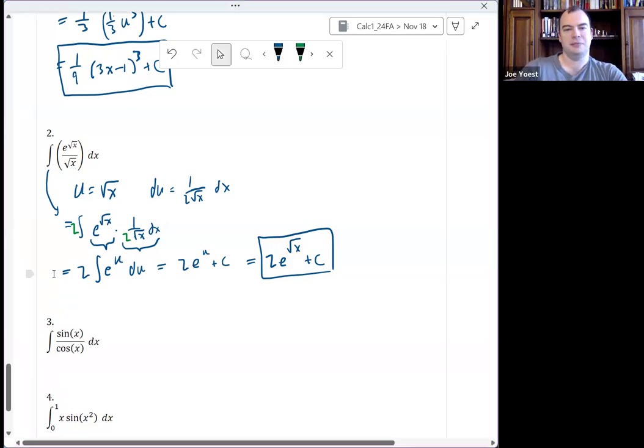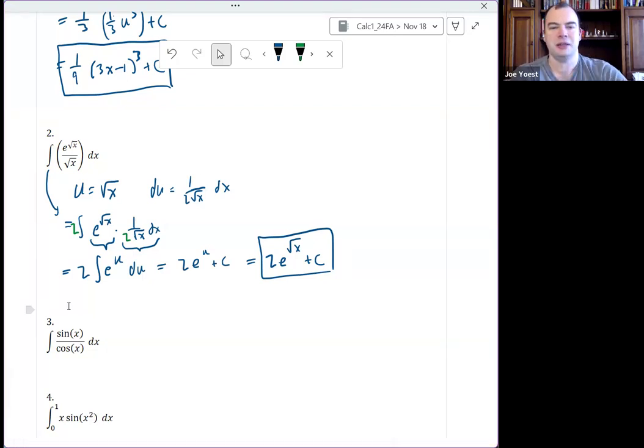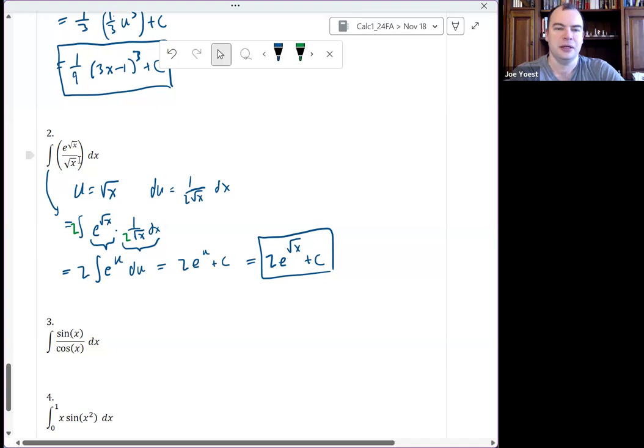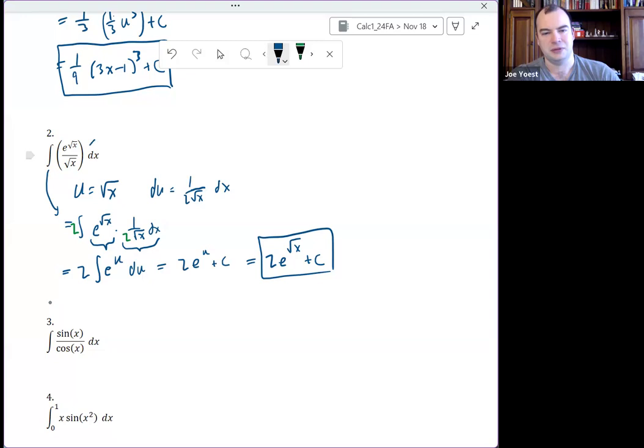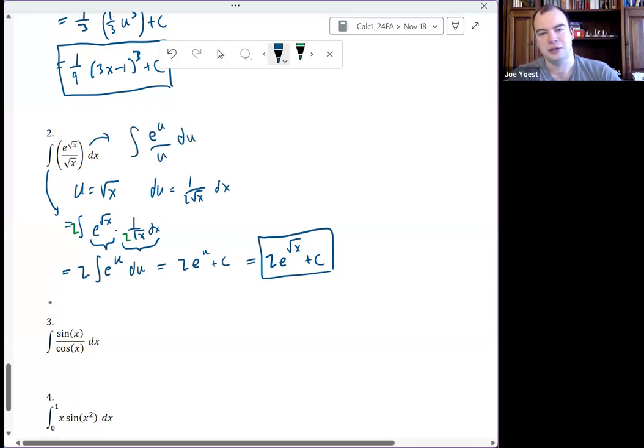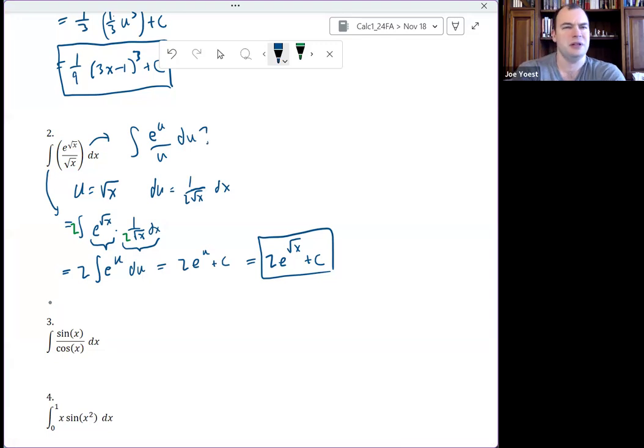Okay, so let's take a look at this one. I think probably the initial thought here is we'd want to use u equals square root of x. We might be a little hesitant because we might think that we're going to get something like the integral of e to the u over u. Just at a glance, is this going to turn into e to the u over u du? Might be a little hesitant because of that. I don't know how to integrate this.